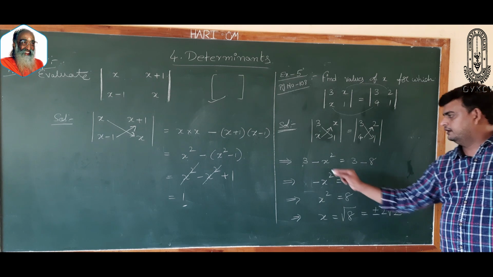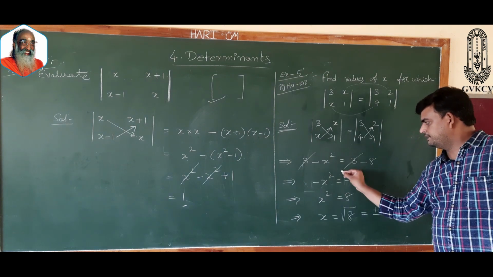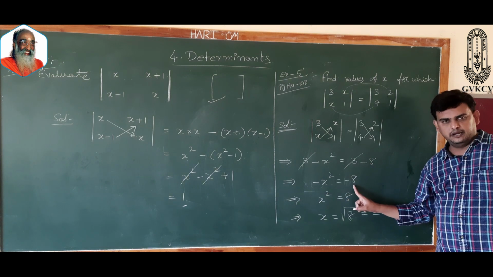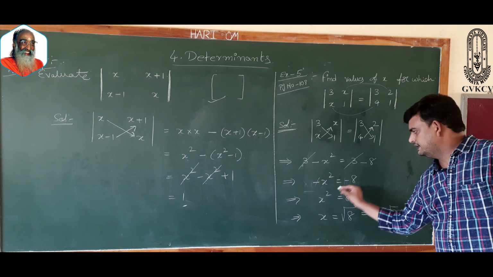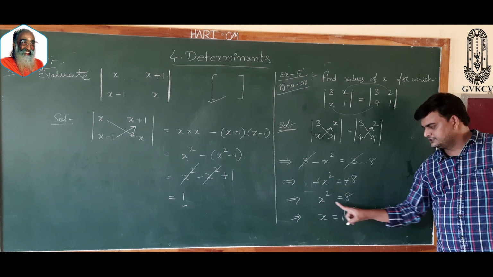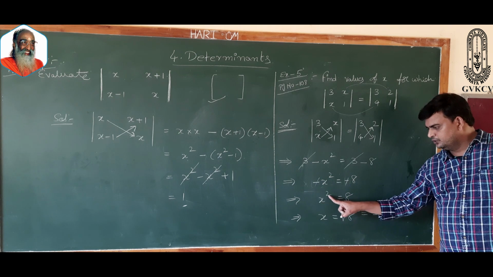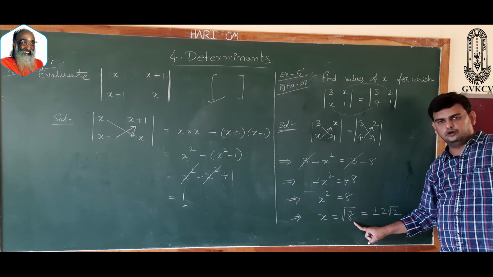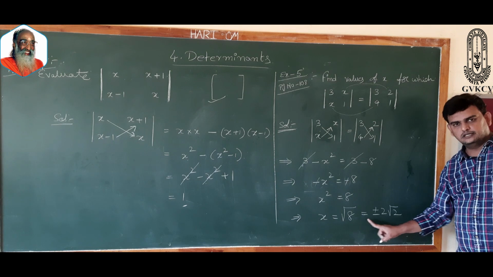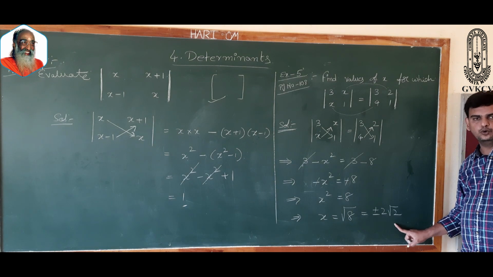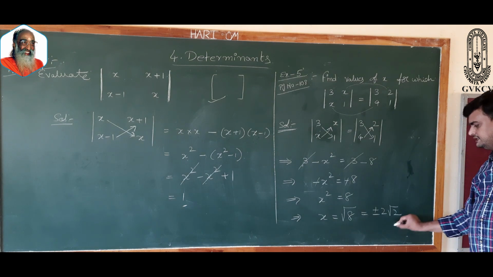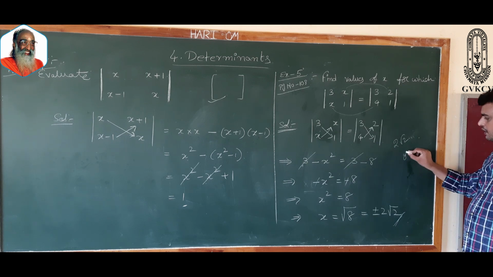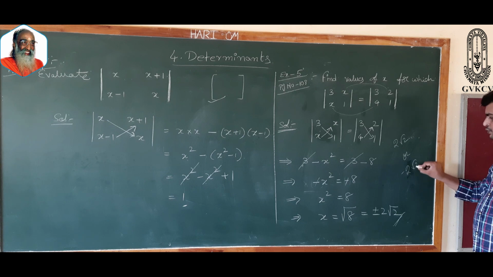Now when we compare both sides, plus 3 and plus 3 get cancelled. We have minus x square is equal to minus 8. Again, the minus on both sides gets cancelled. We have x square is equal to 8. As we know, the square on this side becomes square root on the other side. So x is equal to square root of 8. Square root of 8 is nothing but plus or minus 2 into root 2. So the value of x is either plus 2 root 2 or minus 2 root 2.